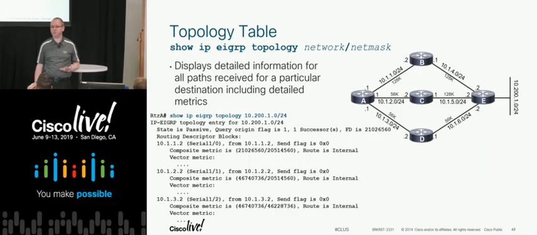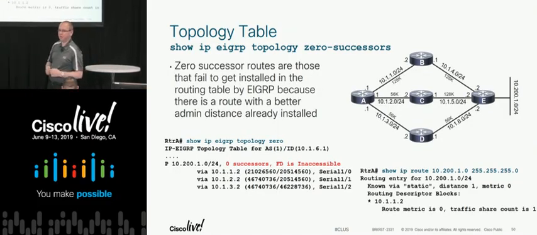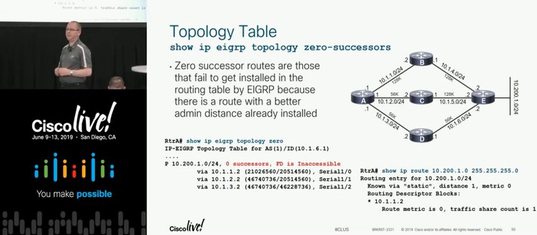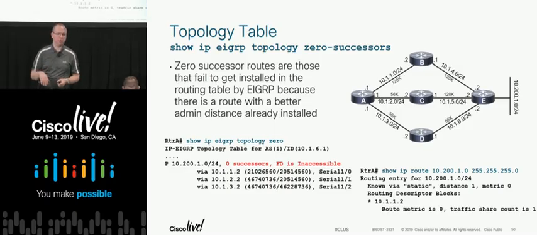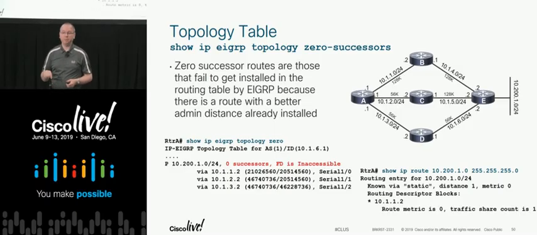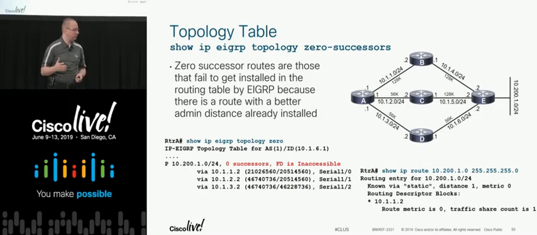Everybody knows this, so I'm not going to dwell on this too much. Zero successor routes may be important. The zero successor routes are routes that are learned from other EIGRP neighbors but didn't make it into the routing table, because the routing table already contains the route from a more trusted routing source. It may be a different protocol whose administrative distance is smaller, or it may be a static route, which again just aligns with the AD.